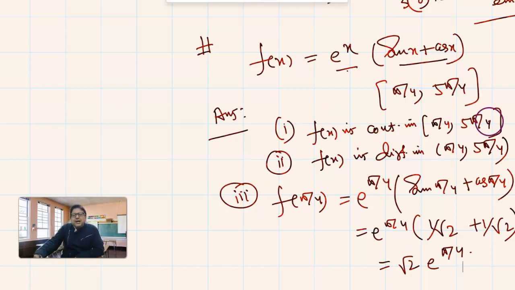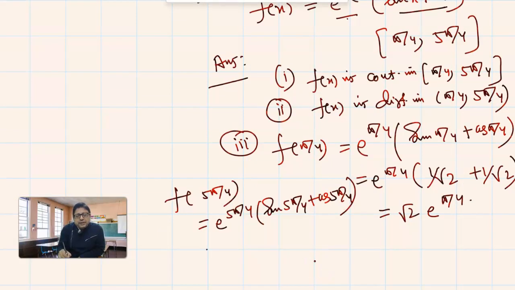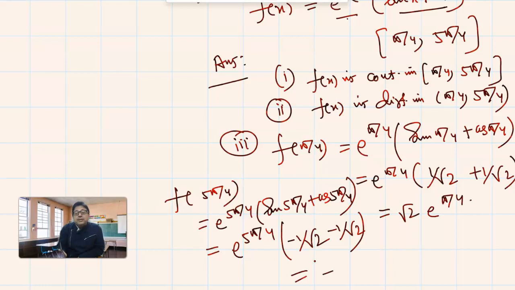Let's see what its value is at the other extreme point, at 5 pi by 4. At 5 pi by 4, it is e to the power 5 pi by 4 into sin 5 pi by 4 plus cos 5 pi by 4. What is the value of sin 5 pi by 4? You keep the e to the power 5 pi by 4 the same. 5 pi by 4 is pi plus pi by 4, so its value is minus 1 by root 2. Cos also has the value minus 1 by root 2. So this is going to be minus root 2 into e to the power 5 pi by 4.